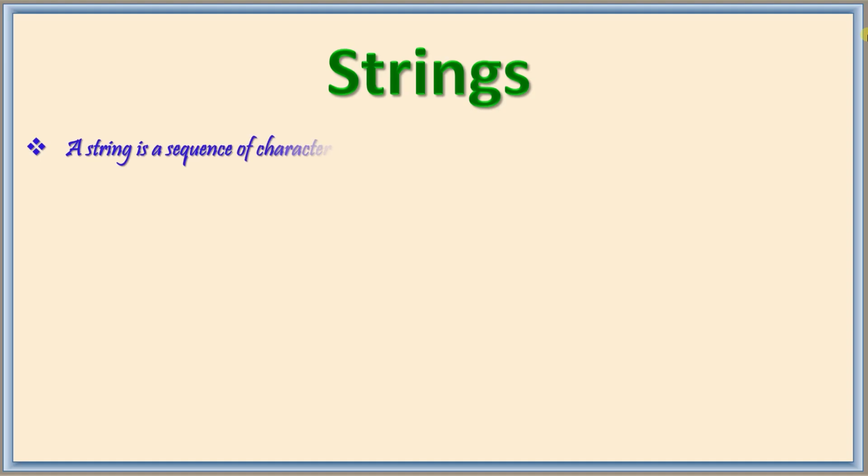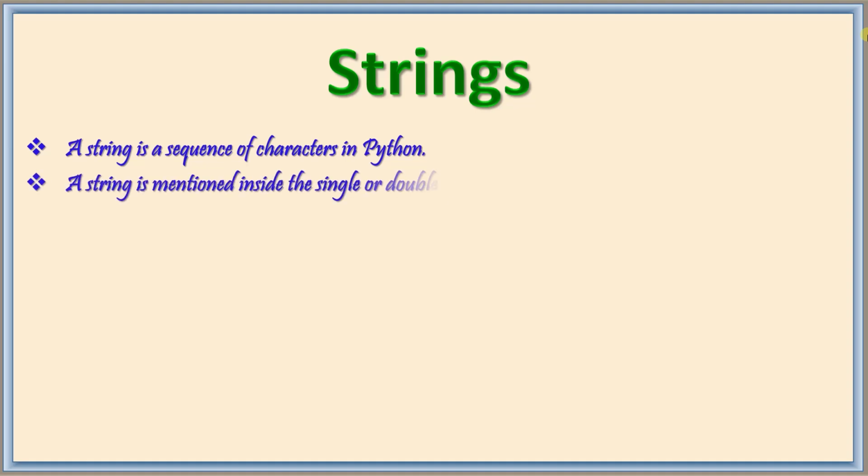A string is a sequence of characters in Python. It is not only in Python, in most languages it is the same. A string is mentioned inside single or double quotes. For example, 'book' inside single quotes. In a similar way, we can also put it into double quotes, "computer language".